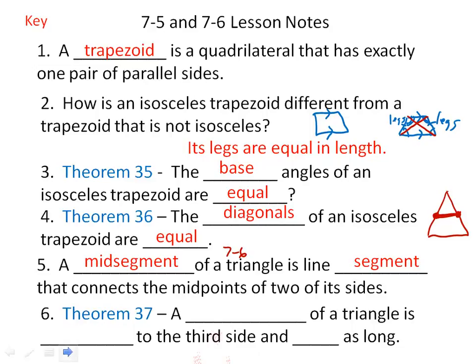All right, so then theorem 37, you're going to use this over and over and over again. We should get to this before Christmas. A midsegment of a triangle is parallel to the third side and half as long. So if we have this situation here, we're saying that DE is parallel to AC and half of its length. So if AC is 8, DE is 4. And you'll learn that when we get to 7-6. That's a quick tour through the chapter.